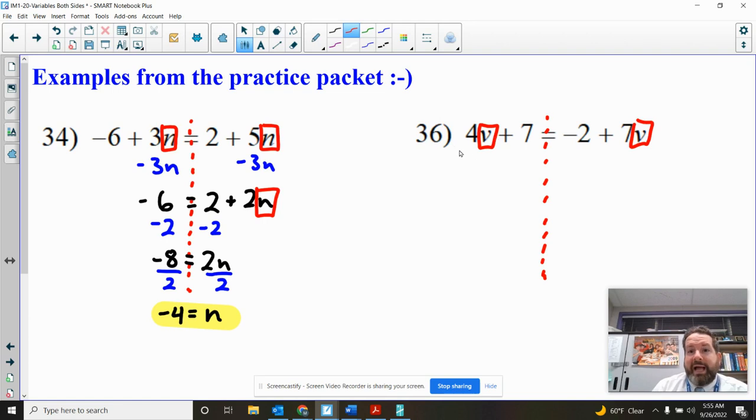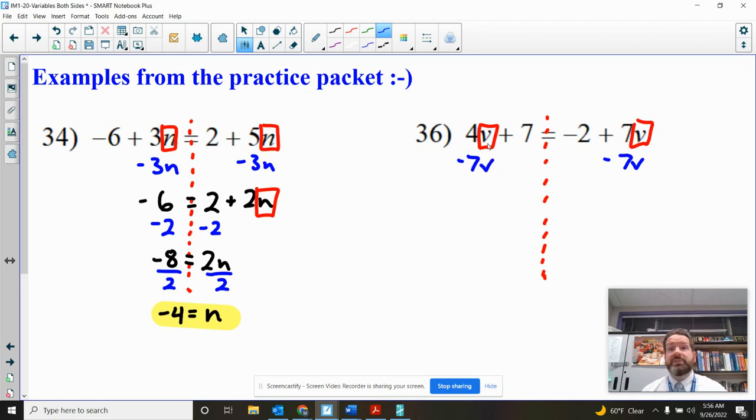Same choice as last time. I could do a minus 4v on both sides of the equal sign. I could do a minus 7v on both sides of the equal sign. It doesn't matter. If you do the minus 4v, that would keep things positive over here, which is good. But there's nothing wrong if you want to do minus 7v. I think I'll do that this time just for some variety. So minus 7v, minus 7v.